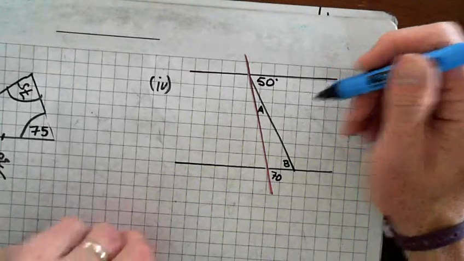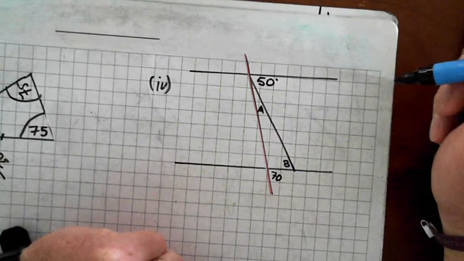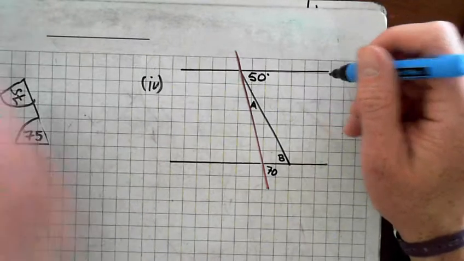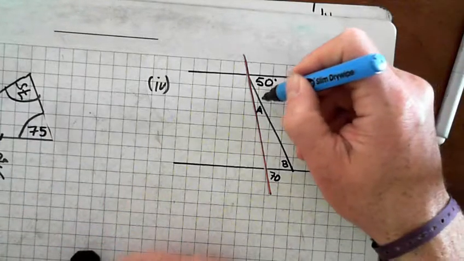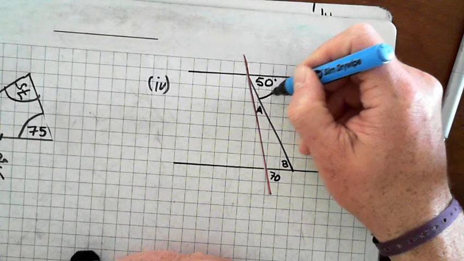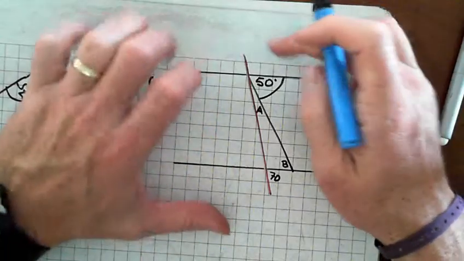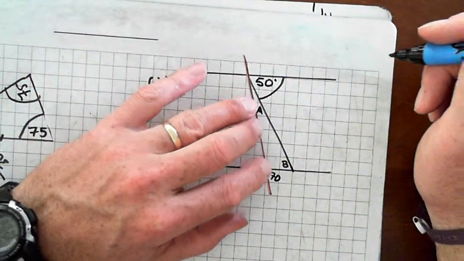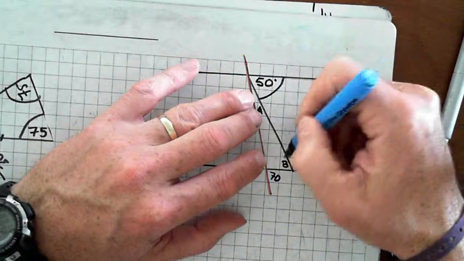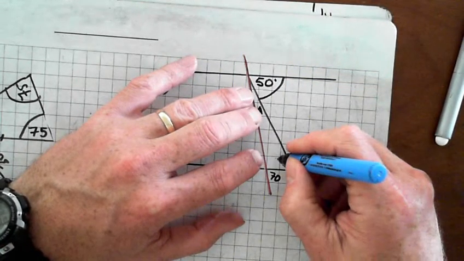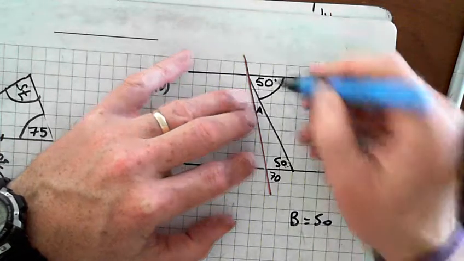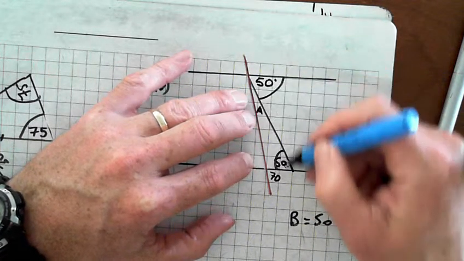Right, so the next one, part 4. So first of all, if I look at this angle here, it is equal to 50. Forget about the red line for a minute. Try to block the red line out. So that's 50. So what's B? 50. B is equal to 50. Alternate angles, correct. B is equal to 50.